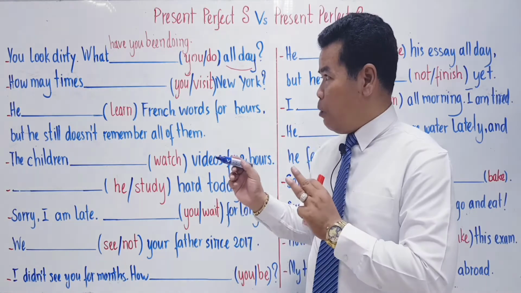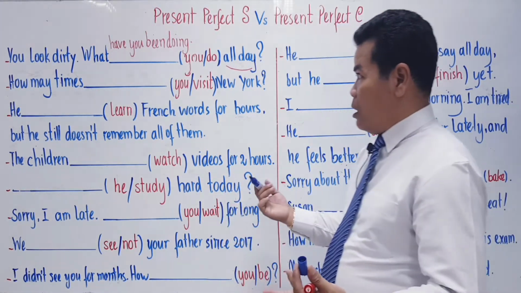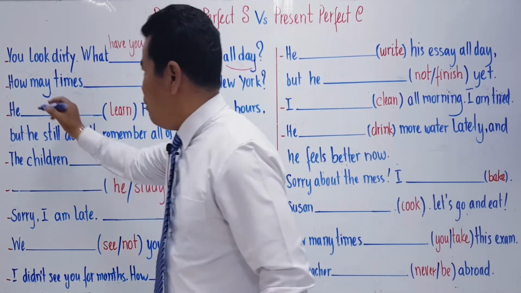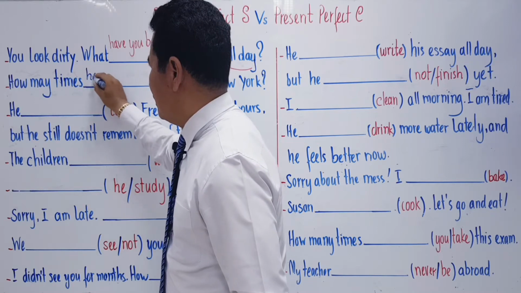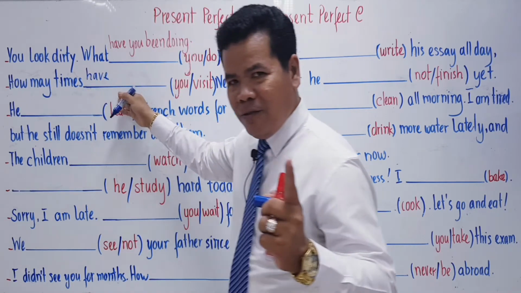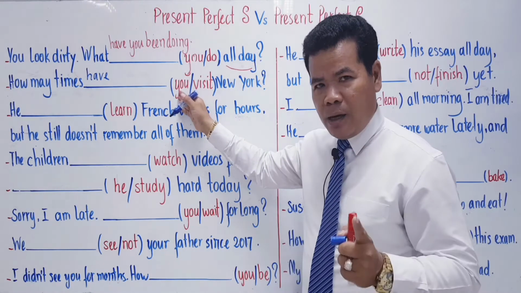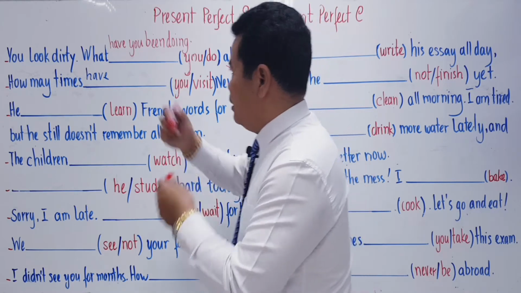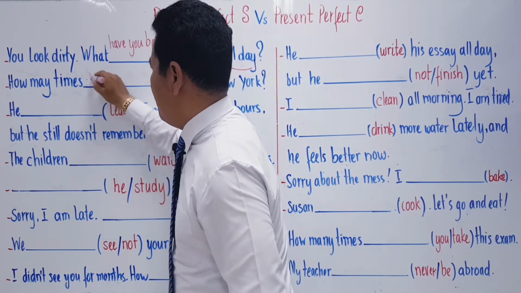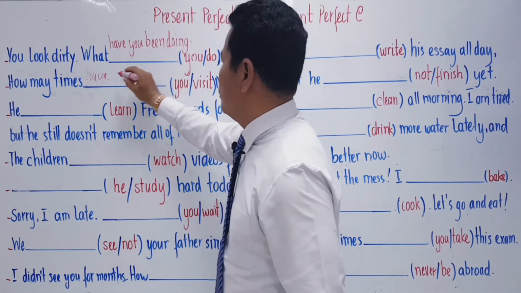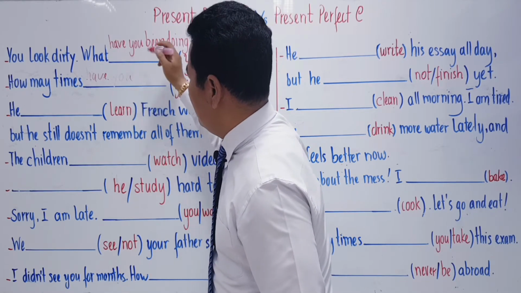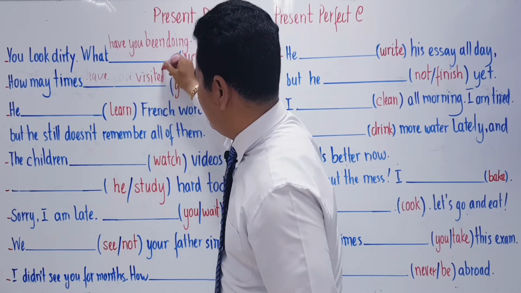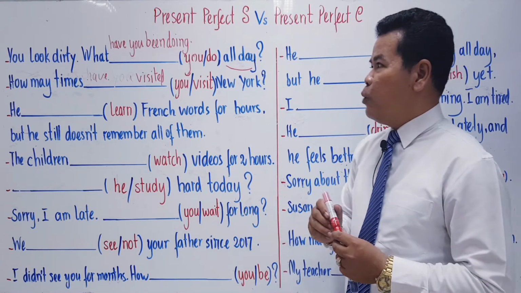Okay? So now let's go. Let's see the subject. Where is the subject? You, okay? Where is the verb? Visit. So what do we have now? How many times we use have because you is the subject. Okay? So how many times have you visited? Right? How many times have you visited New York?